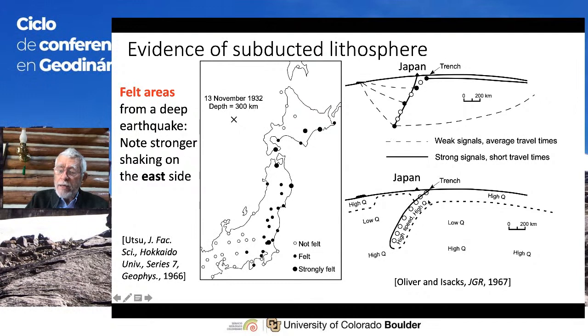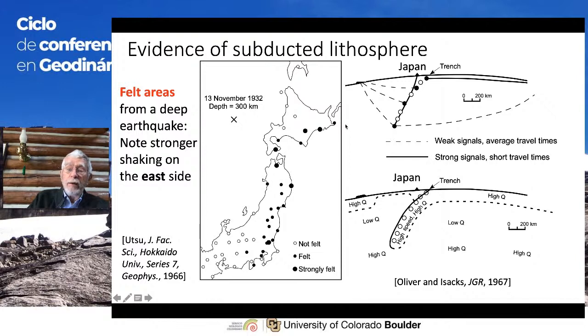This window of high Q into the asthenosphere explained a phenomenon that had puzzled the Japanese for a long time. The Japanese, having earthquakes all the time, were much more advanced in seismology than most countries. And in 1932, they knew that a large earthquake had occurred at a depth of 300 kilometers. Most people in the world didn't believe earthquakes occurred that deep until somewhat later. But what was interesting about this earthquake was that at the close stations, it was not felt. People living on a little island out there or over in here or all along in here did not feel this earthquake. But farther away, at stations way down here, it could be felt and even strongly felt.